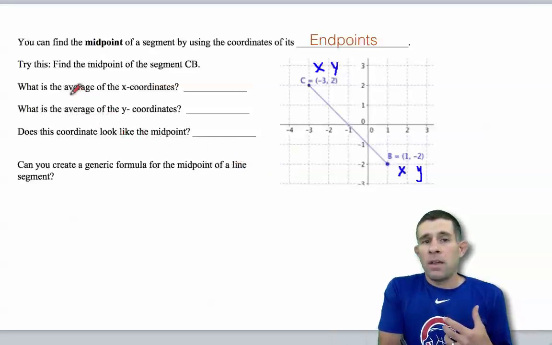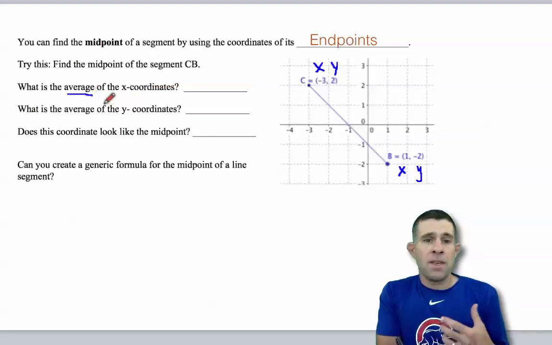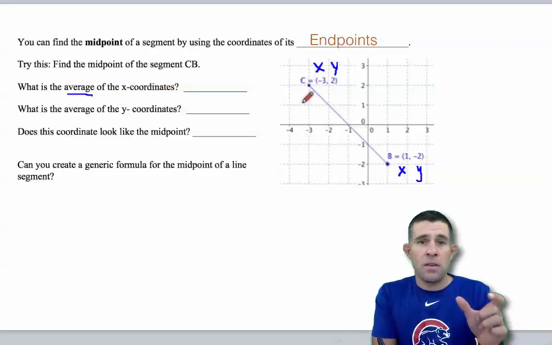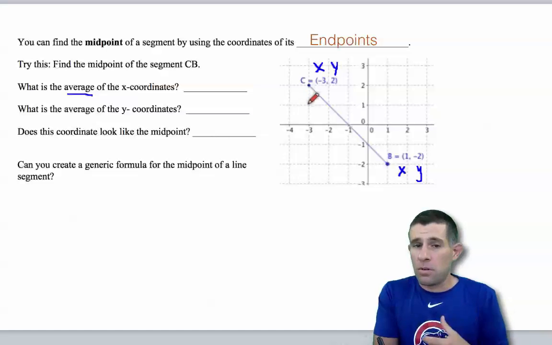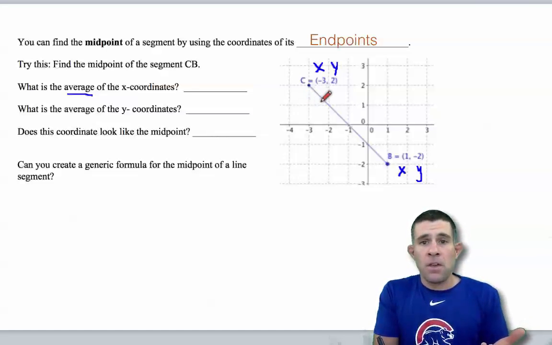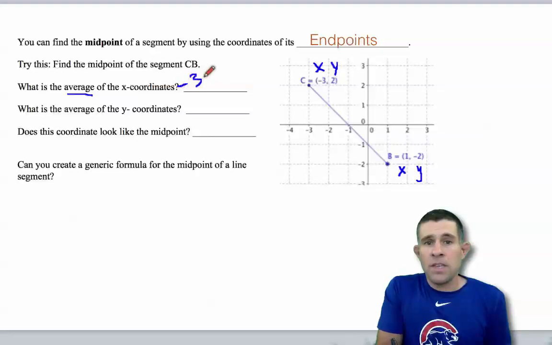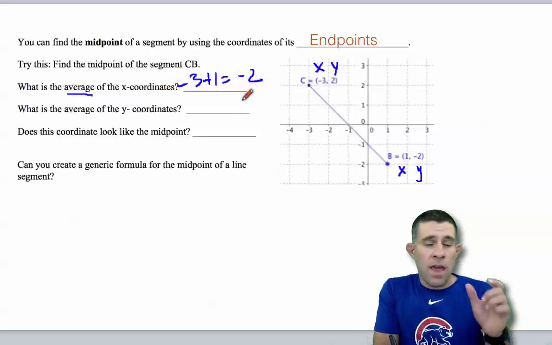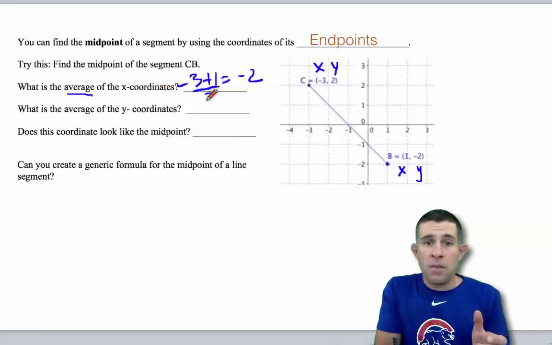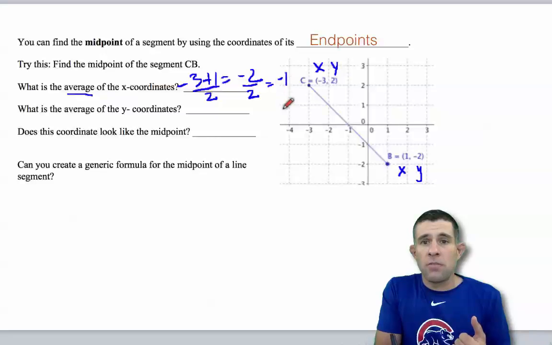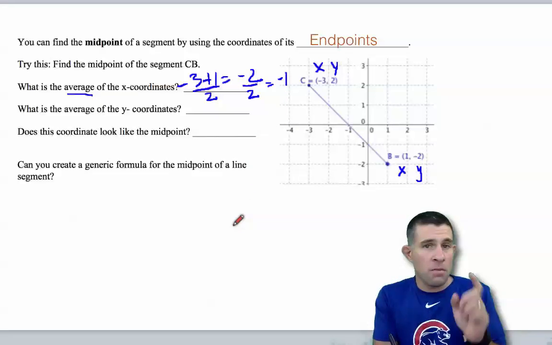We want to start off by just exploring this. What happens if we take the average of the X coordinates? Well, remember, to average something, you add the numbers together and divide by the total numbers that you added together. So let's add our X's, -3 and 1. When I take -3 and add it to 1, my result is -2. Now if I average that, I need to divide by the number of numbers I added together, which was 2. -2 divided by 2 results in -1. Okay, we're going to come back to that in just a second.